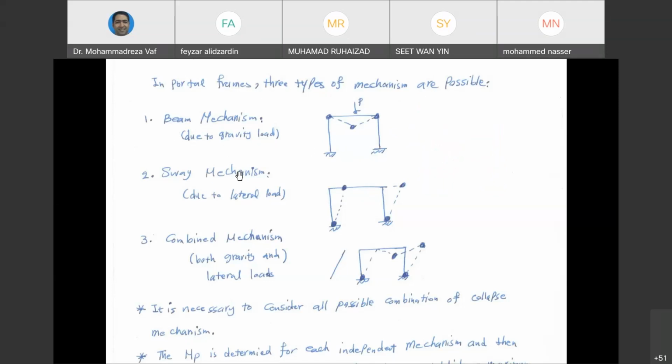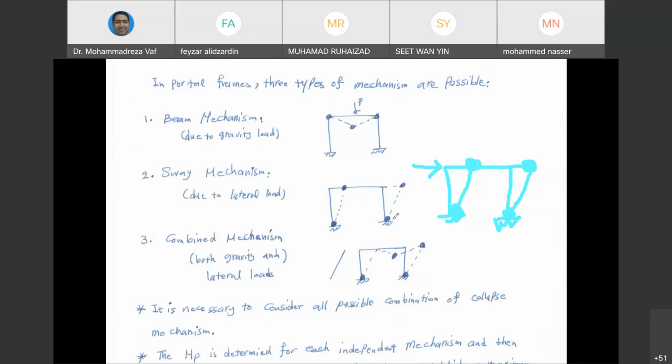Another collapse mechanism that can occur inside a frame is a sway mechanism. So a sway mechanism occurs when you have a lateral load on your frame. This lateral load basically can be at the joint, like this one. Okay, so in this case, your frame is going to sway laterally, and for this case, you need to have 4 plastic hinges in order to make your frame collapse.